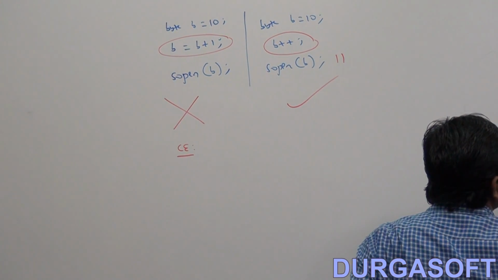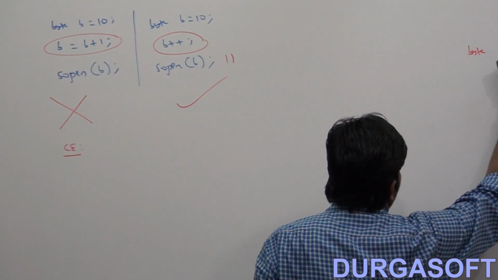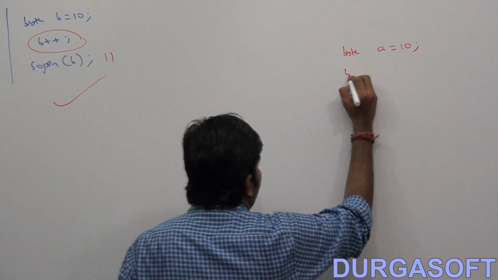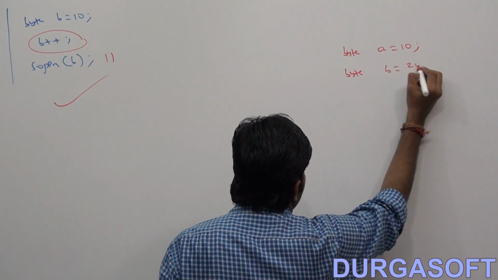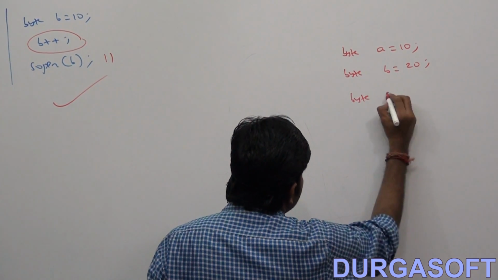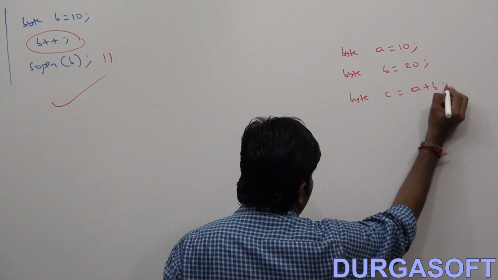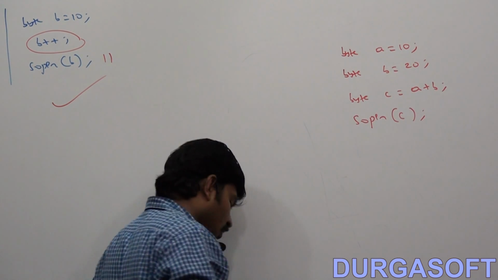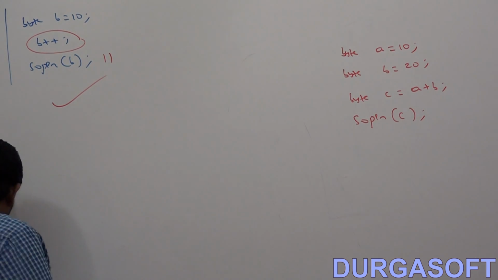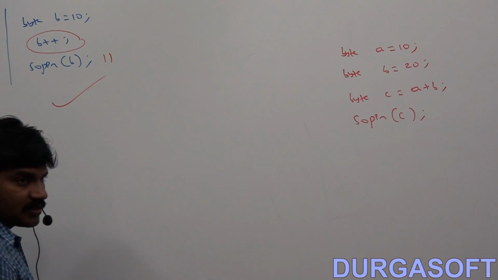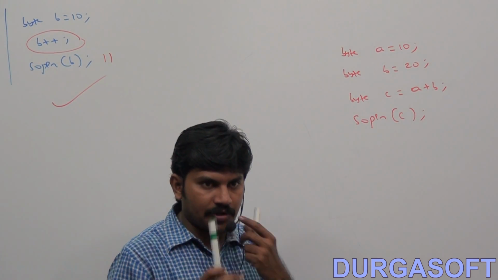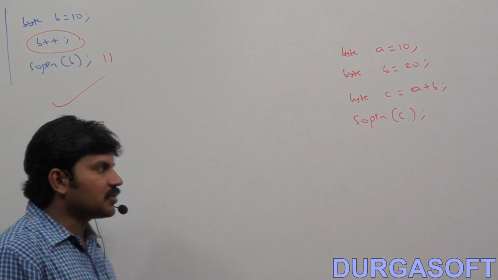Now observe. Byte A is equal to 10. Byte B is equal to 20. Byte C is equal to A plus B. System.out.println of C. What is the output? The people who already attended the operators concept, be silent so that the remaining people can think and remember the point well. What answer are we going to get?